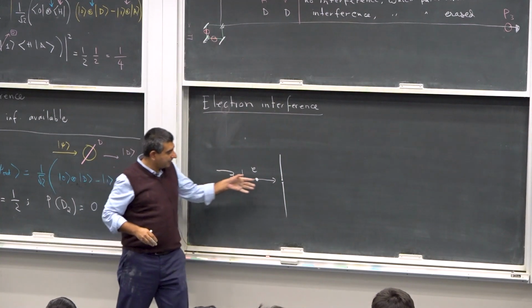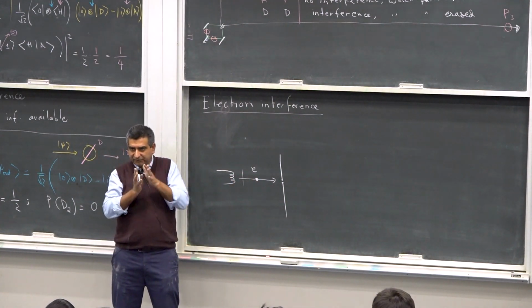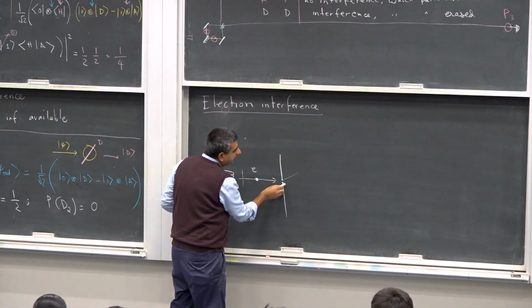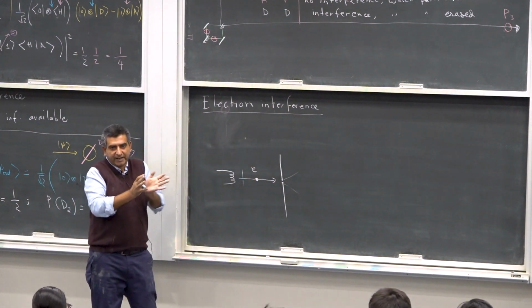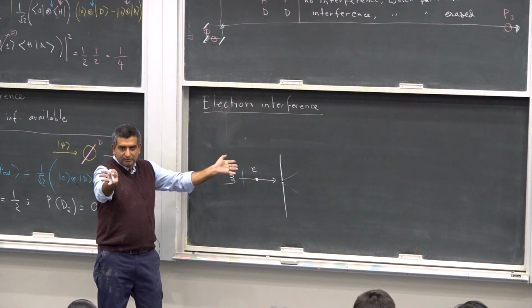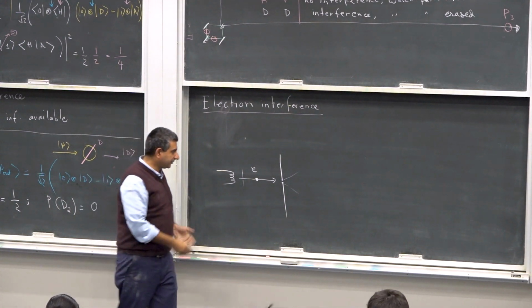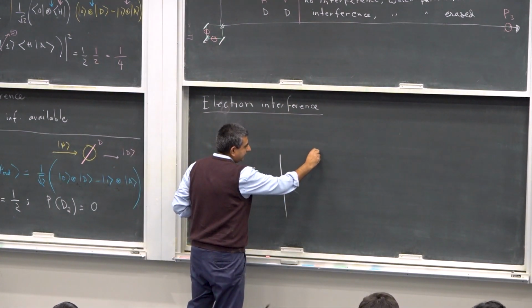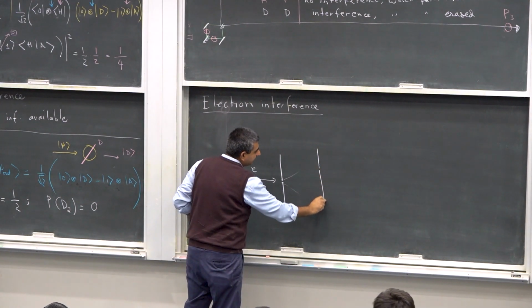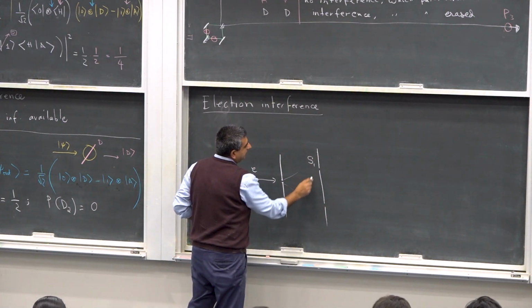So I produce a beam of electrons, it hits a screen with a slit. These electrons then come out of the system, they diffract, they kind of broaden, as happens in most physical scenarios, and then you have a screen with two slits, S1 and S2.